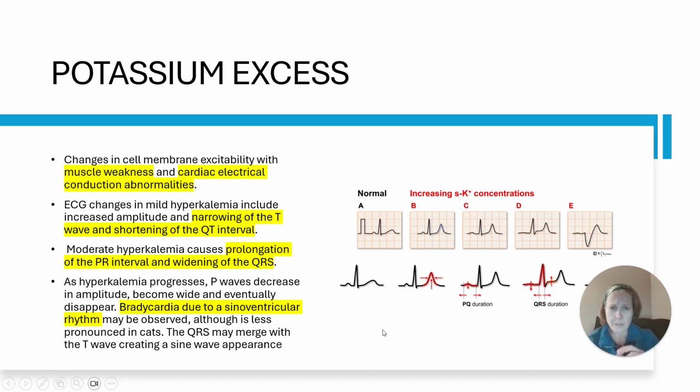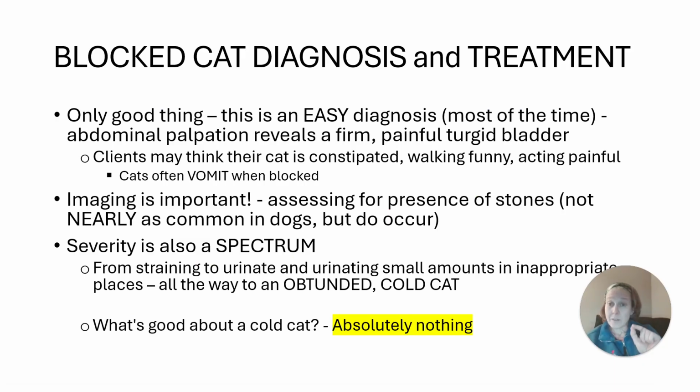This is one of the reasons why it is so critical that you understand what your normal values are in terms of heart rate. If you have a cat that comes in the door with a heart rate of 80 and a rock hard bladder, well, it is a blocked cat. And that, if we leave it uncorrected, will result in death in a pretty short period of time. The only good thing about this is that it is a pretty easy diagnosis.